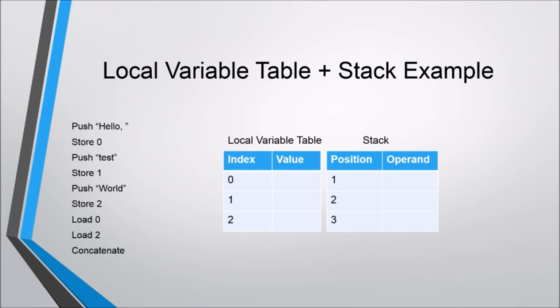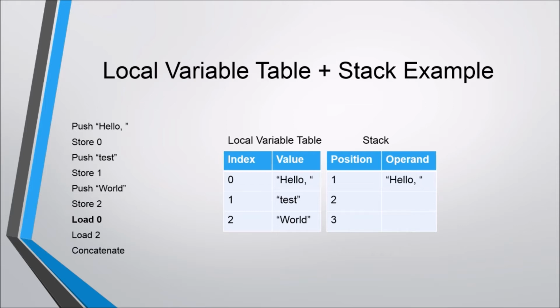Let's say we've got a frame here. I haven't put the runtime constant pool in it for simplification, but we've got the local variable table here. As you can see, we do address the local variable table by index, so I've got it as position 0, 1, and 2 to show you how it works, and the stack's still at 1, 2, 3 because we don't ever address it by its index. So I'd push hello onto the stack, and I'd store it in position 0. Now notice how it takes it out of the stack when I store it in there. If I push test to the stack, I'll store it in position 1 on the local variable table. I'll push world onto the stack and store it in position 2 on the local variable table.